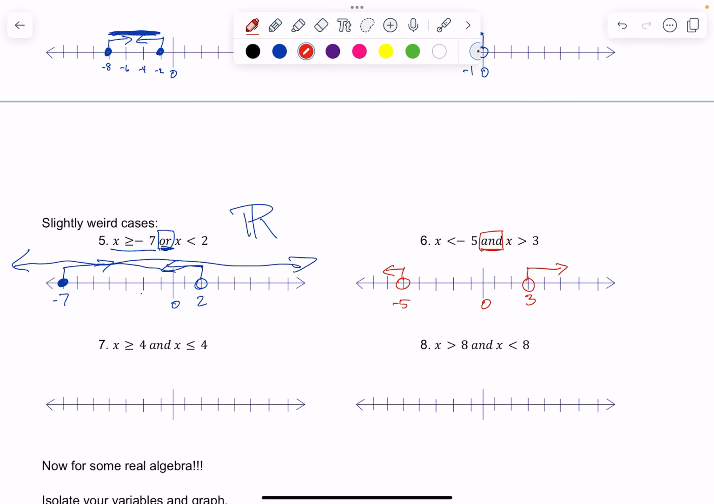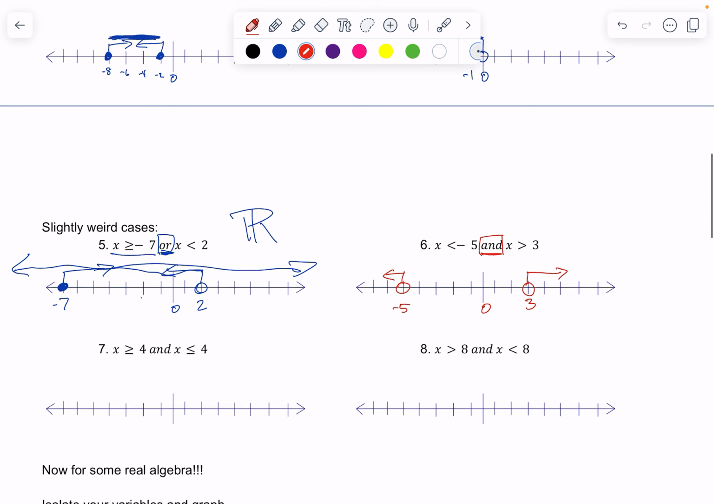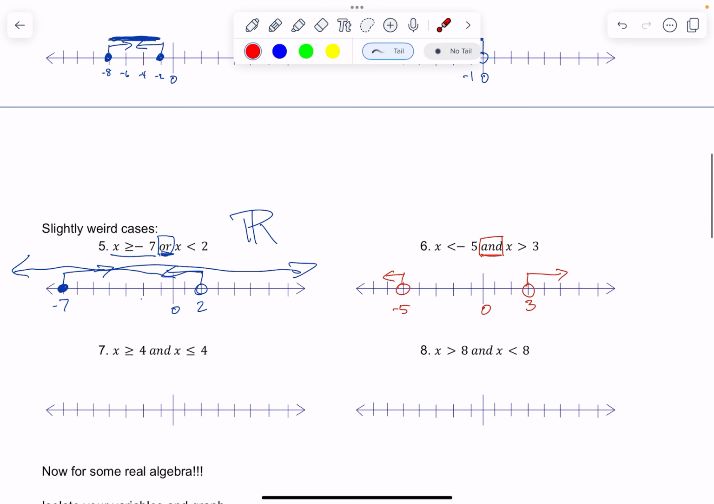So is there any number that would make both of these happy? Any number that's over here is going to make this one happy, but it makes this one sad. Any number over here is going to make this one happy, but this one's sad. There's no number that I can fit to get both of them happy. And that's the key, that we can't do this one. This one has, you guessed it, no solution.